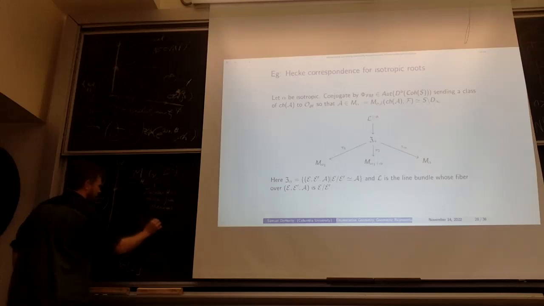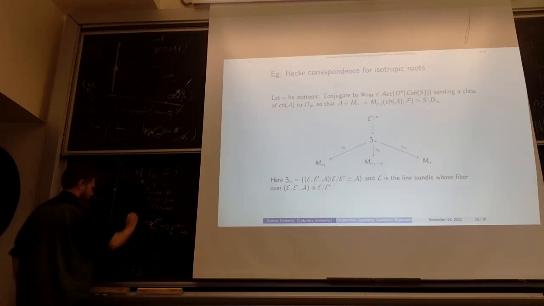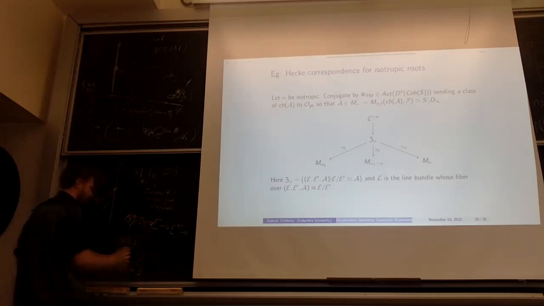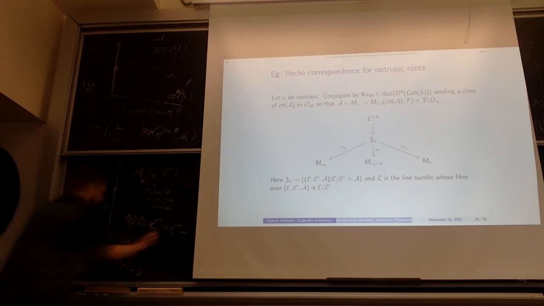Well, you have exact sequences corresponding to E injects into its double dual, and then we have sheaves supported at some number of points. Maybe that should be minus one. This becomes a destabilizing sequence.